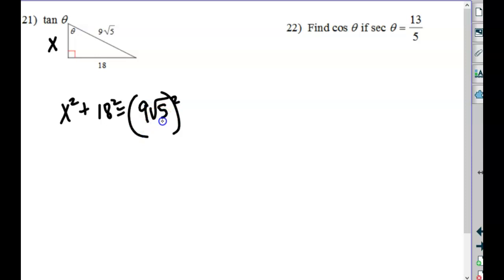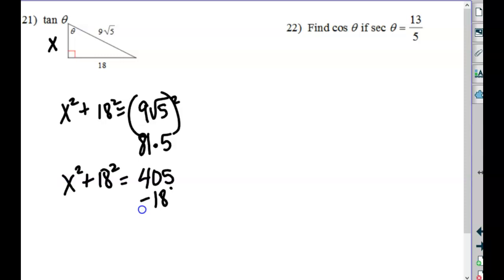18 squared equals 9 square roots of 5 squared. Some of you are going to have trouble with that on your calculator. You have to be real careful if you're going to do that on your calculator. But what's 9 squared, guys? 81. And the square root of 5 squared should just be 5. So this should be 81 times 5, which sounds like 405 to me. And then if I subtract 18 squared, 324 minus 405, is it 81? So x is 9.